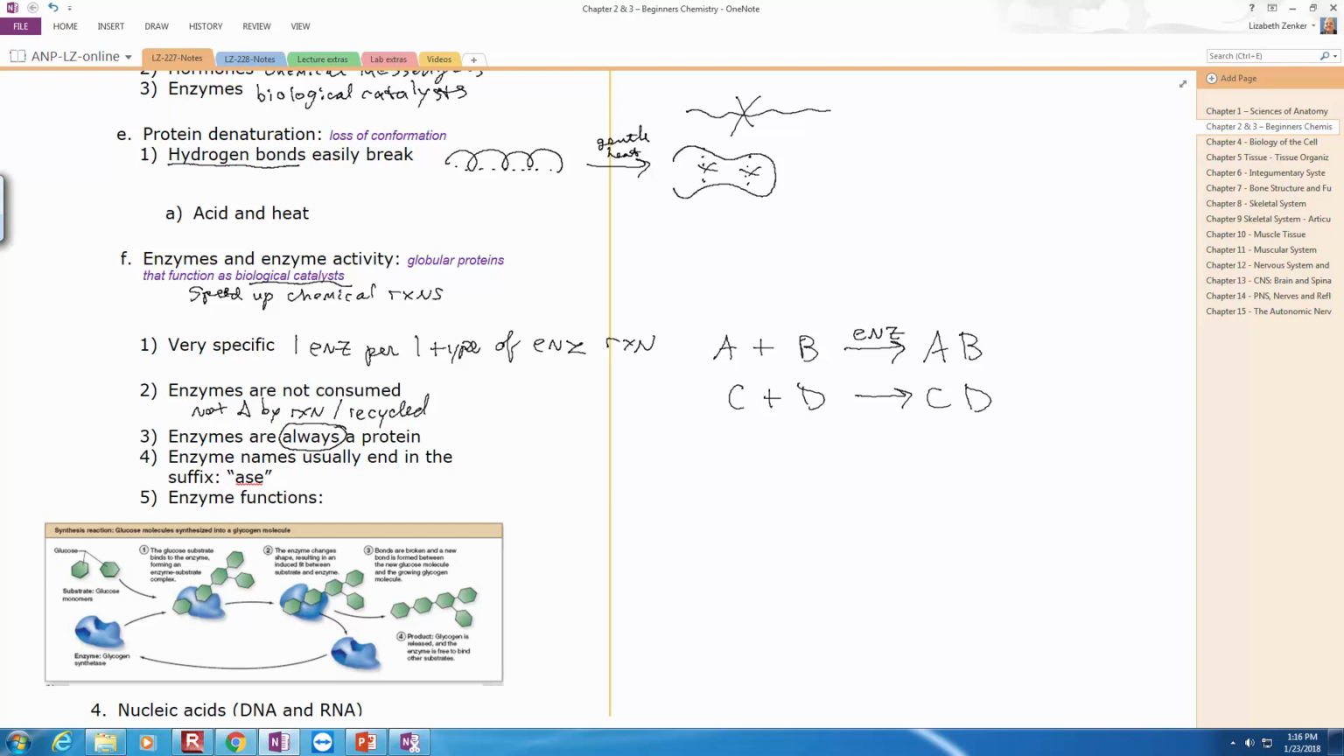Let's see. So enzymes ending in -ase. If you see something like dehydrogenase, it's some sort of protein enzyme that will help break things apart. Here's one: alcohol dehydrogenase.